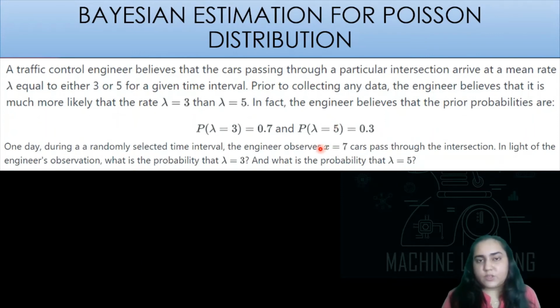But the observations that he had made was it could be either 3 or 5, but now he has seen 7. So given this observation, now what is the probability that lambda can be 3 and lambda can be 5? So that's what we have to estimate. We have to estimate the value of lambda, which will of course be the maximum probability. So now that we have this additional knowledge that there could be 7 cars also, we have to find the new probabilities of lambda equal to 3 and lambda equal to 5.